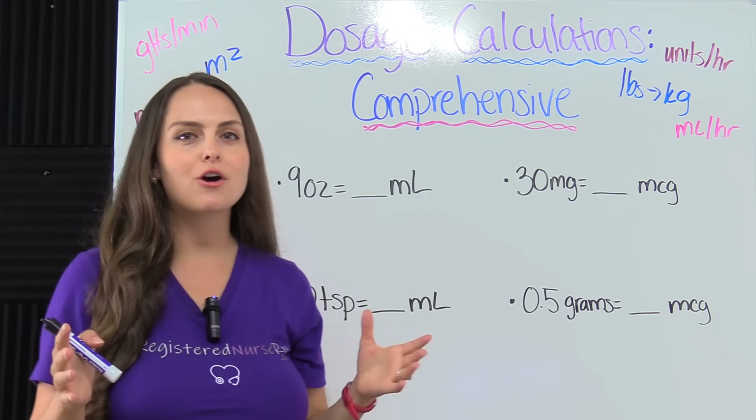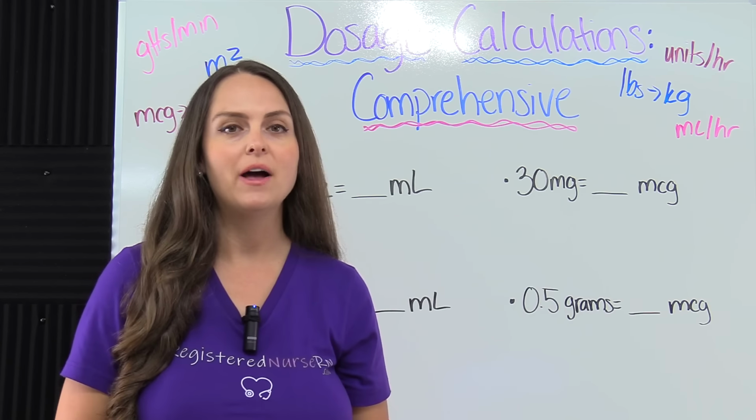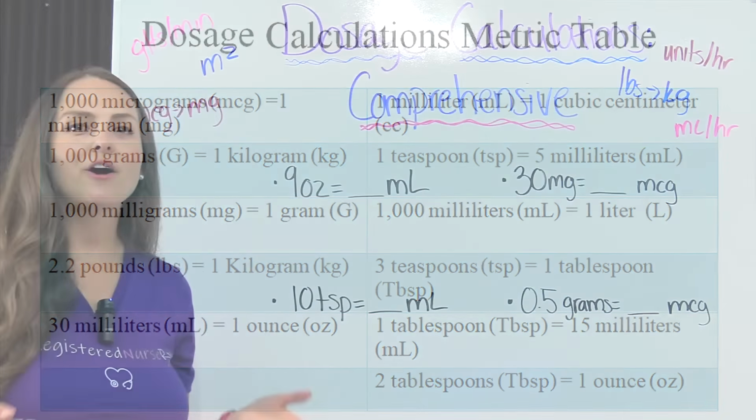Now before you even start working dosage calculations, you have to commit to memory that metric table. And here's an example of the metric table. So you want to take this information and you want to put it in your brain, because you're going to be pulling from this table to help you solve these problems. Now let's work our first problem.